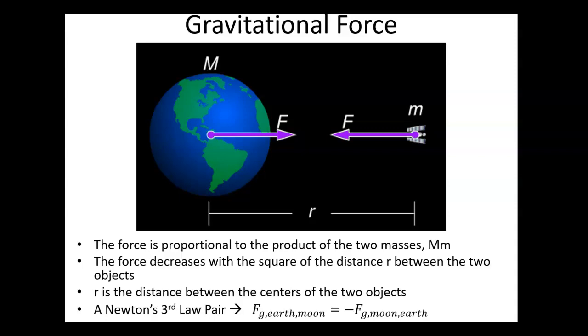The force decreases with the square of the distance between the two, and we're using the letter R to represent that distance between the two masses. Just don't confuse R with radius. R is the distance between the two masses. And these two forces have the same magnitude, but they have opposite directions because they are Newton's third law pairs of forces.